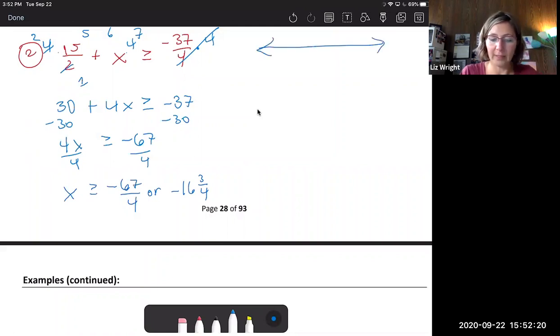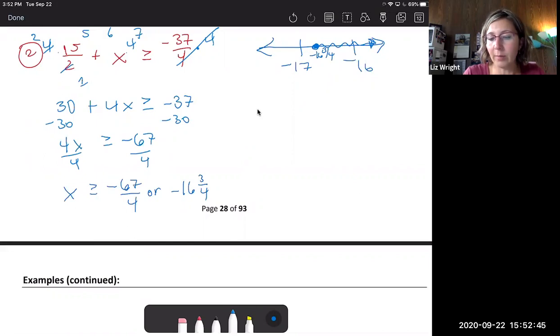So here's your graphing solution. So negative 16 3/4 is in between what two integers? And you should be saying negative 17 and negative 16. It's closest to negative 17. So we're going to do a closed in circle. This is negative 16 3/4. We are shading, again, it's x is greater than or equal to that. So it's anything that's larger than this, we're shading to the right.